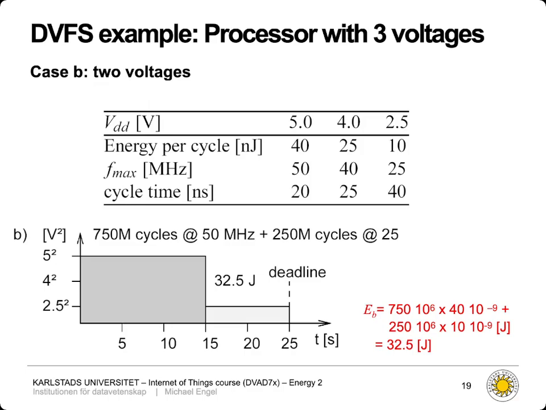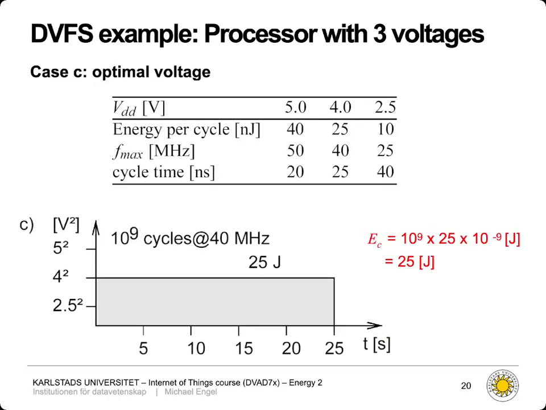So this reduces the energy already. So we end up using 32.5 joule only compared to 40 joules on the previous slide. And finally, if we have 3 voltages, we can actually try to choose the optimal voltage among the three to execute the code. So the optimal voltage is the voltage that exactly meets, or as good as possible meets, our real-time requirement. So we're exactly finished at 25 seconds, or maybe at the closest to 25 seconds. That's less than 25 seconds.